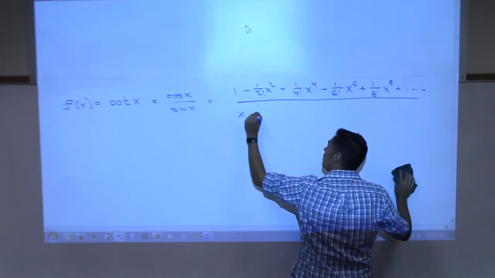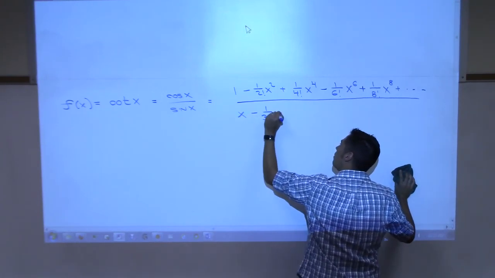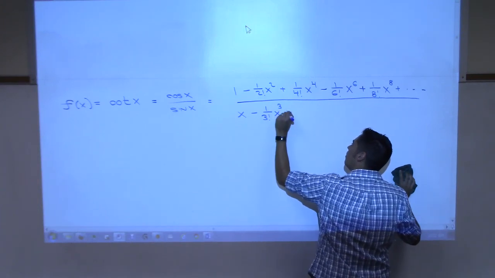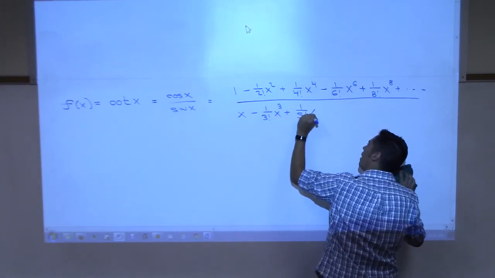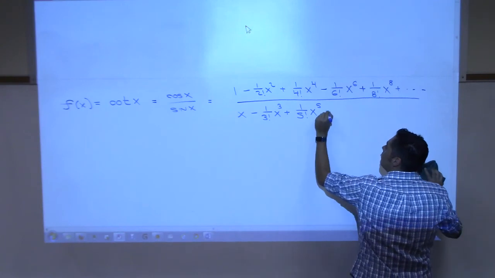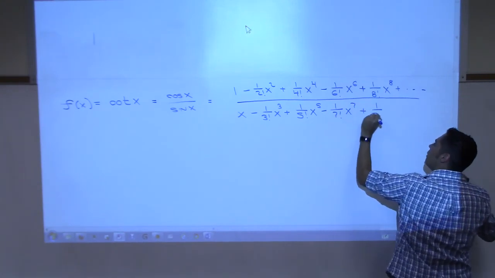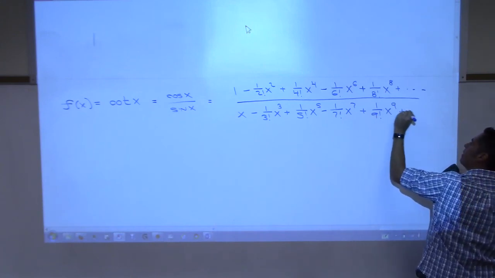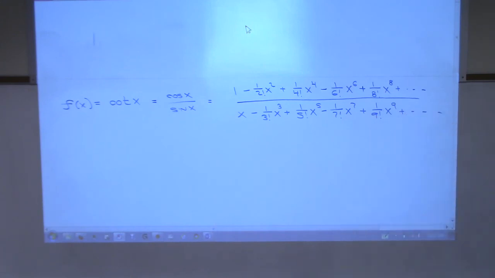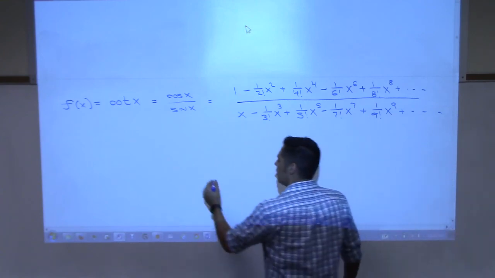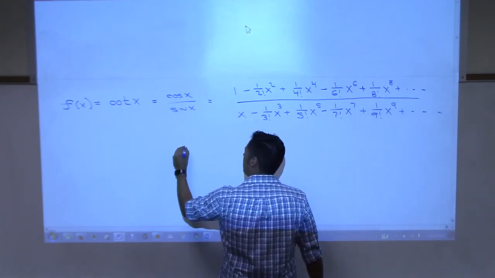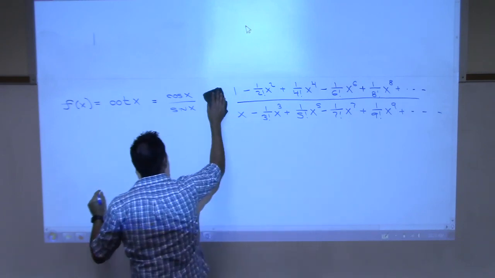x minus 1 over 3 factorial x to the 3rd plus 1 over 5 factorial x to the 5th minus 1 over 7 factorial x to the 7th plus 1 over 9 factorial x to the 9th, and so on. Now your division box is going to look a little more interesting than just a 1 in there, right? You're going to have a bunch of other stuff in there also. I'm going to put this pretty far up here so I can actually do this.